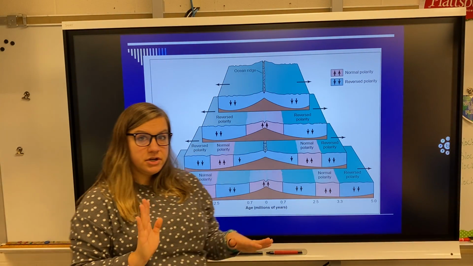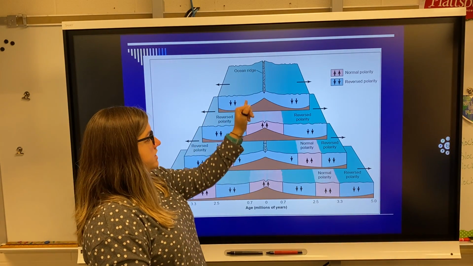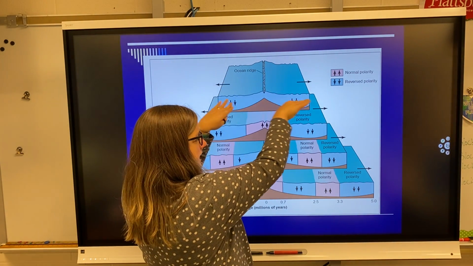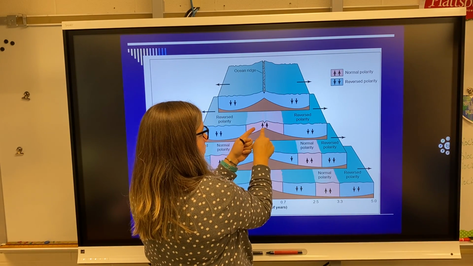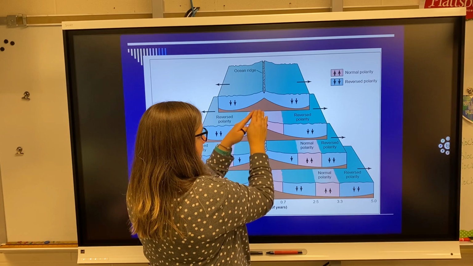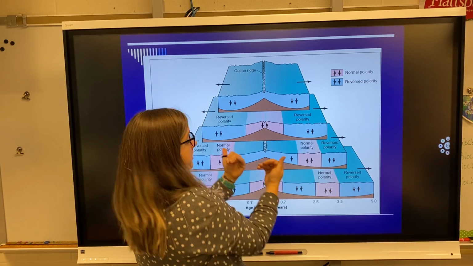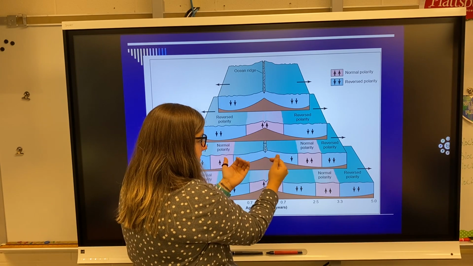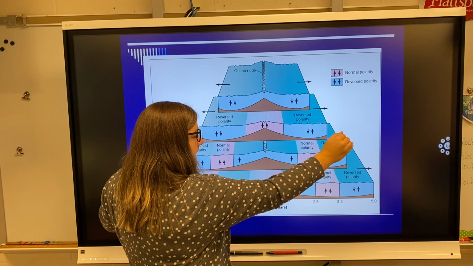This picture shows you a progression of how that happened. You have the ocean ridge here and it's separating apart. The reversal happens and they're now pointing in a different direction, and the mid-ocean ridge is still separating out. And then it flips again and it still separates. So it gets solidified in the rock as it goes along.